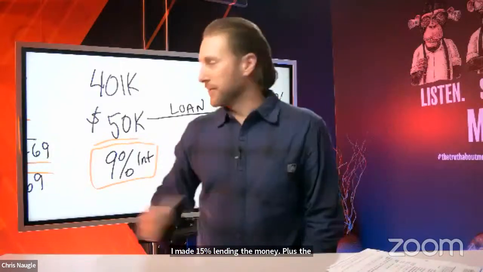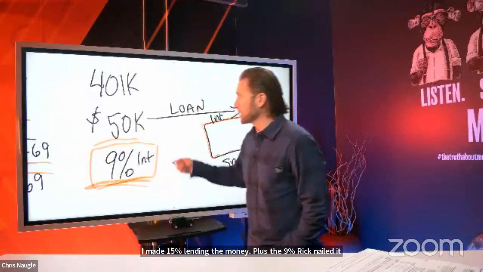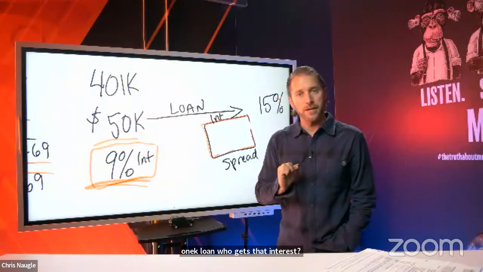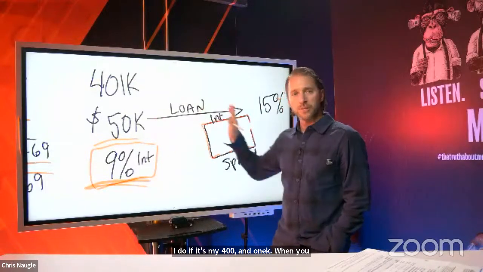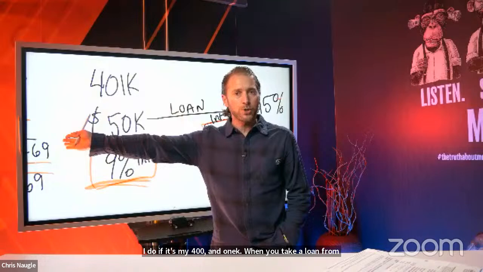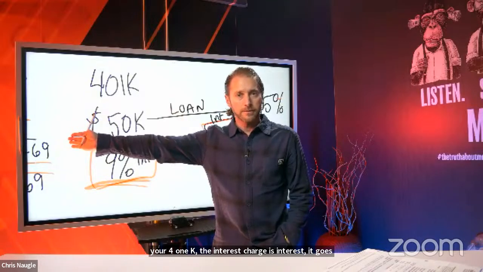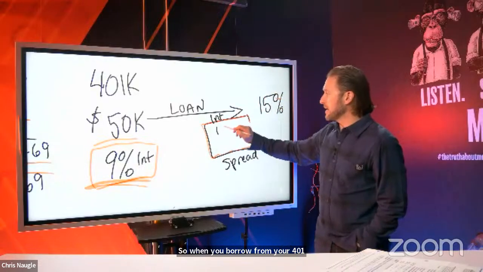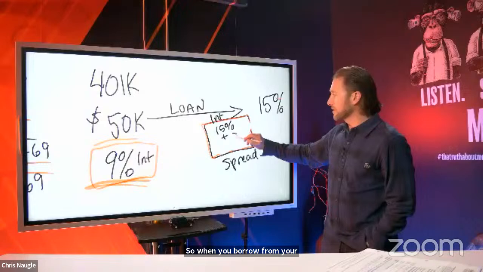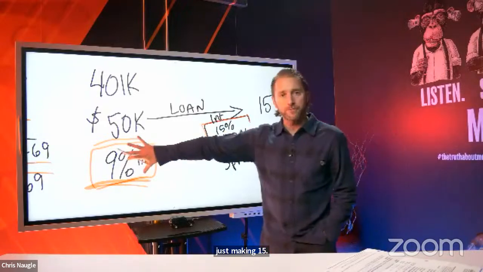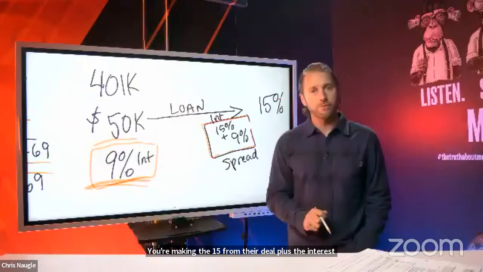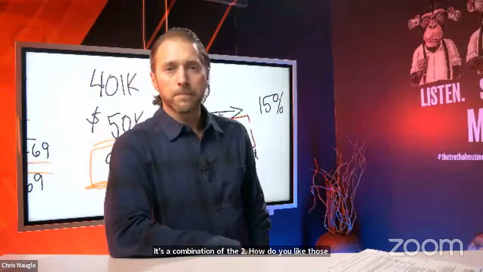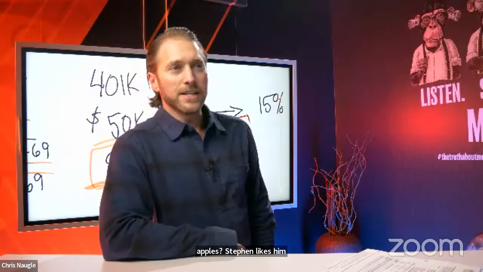Rick nailed it. This 9% that's being charged in interest on the 401k loan, who gets that interest? I do if it's my 401k. When you take a loan from your 401k, the interest charged is interest that goes back into your 401k. So when you borrow from your 401k, you're not just making 15, you're making the 15 from their deal plus the interest or whatever they're charging you on your 401k. It's a combination of the two. How do you like those apples? Stephen likes them. All right, eat it up, Stephen.